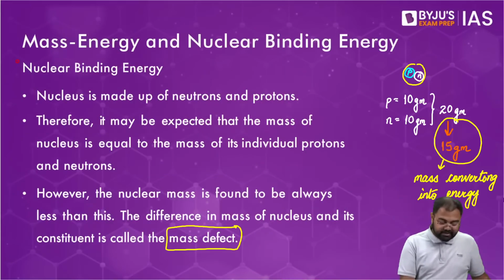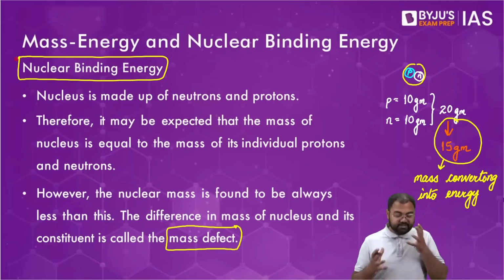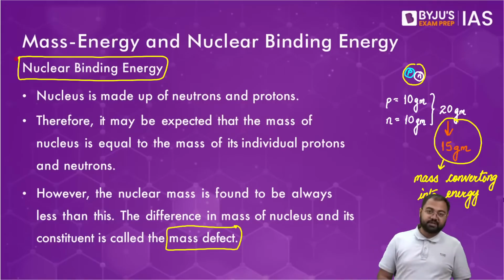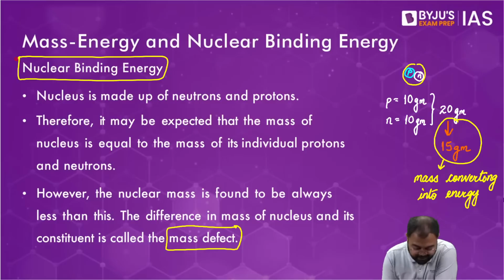And this is basically the nuclear binding energy, the energy with which the nucleus is binding the neutrons and protons together. That energy is called nuclear binding energy. And the force equivalent to it is called the strong nuclear force. The force corresponding to this is called the strong nuclear force.